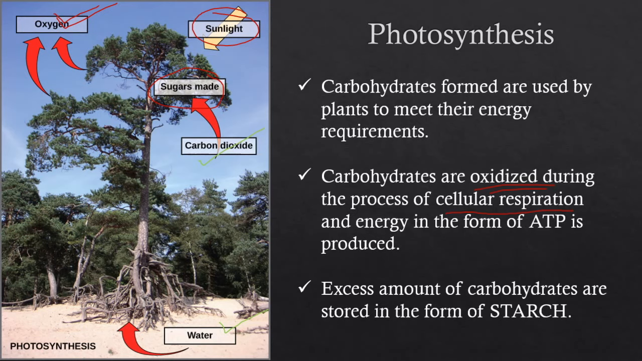Energy is required by the plant, so the plant is going to obtain the energy from these carbohydrates by the process of cellular respiration, right, in the form of adenosine triphosphates. Now whenever you have an excess amount of these carbohydrates, they are again stored in the form of starch in the plants. Now remember, starch is the storage form of carbohydrates in the plants, whereas there is another compound called glycogen. Glycogen is a storage form of carbohydrates or sugars in the case of animals.